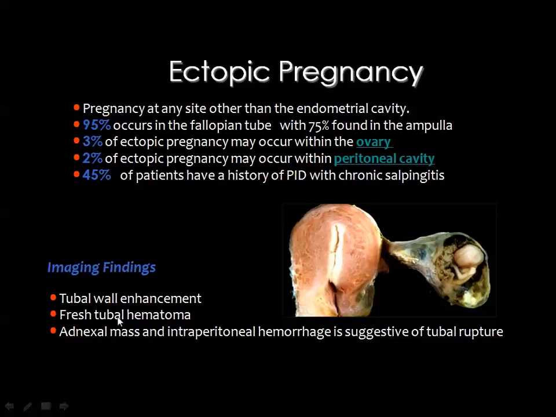Then the imaging findings, ectopic pregnancy is usually diagnosed by ultrasound, but if you have a CT or MRI, you can see that the wall of the tube is thickened and enhanced, and you get fresh blood within the fallopian tube, and you may see an adnexal mass and sometimes intraperitoneal bleeding, meaning that this pregnancy has been ruptured.